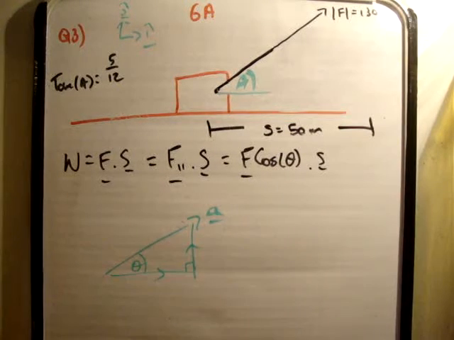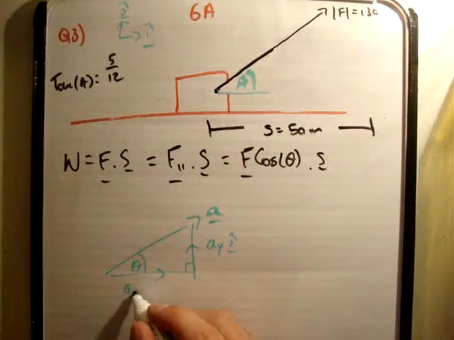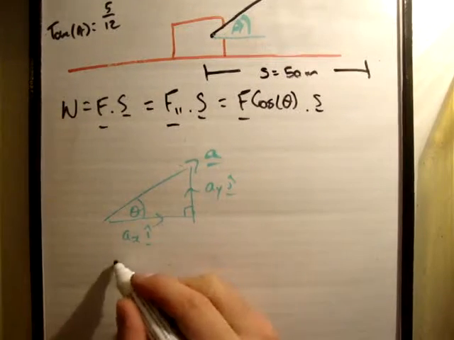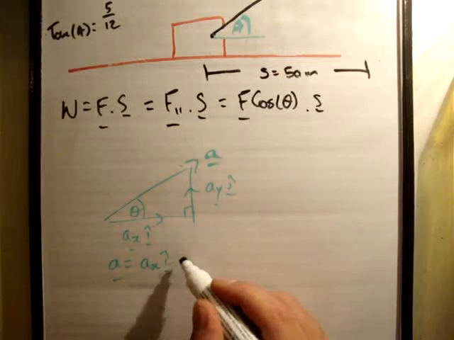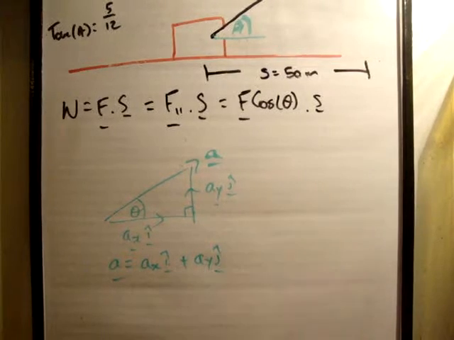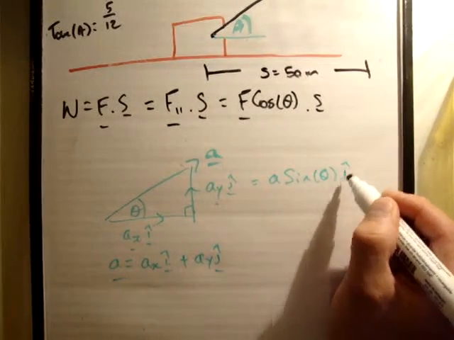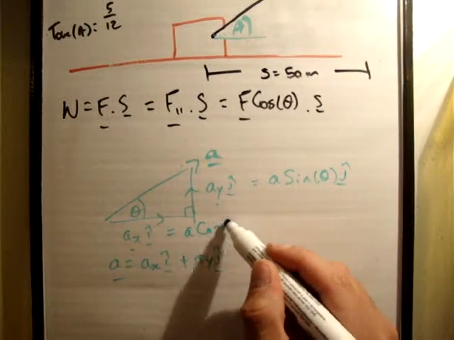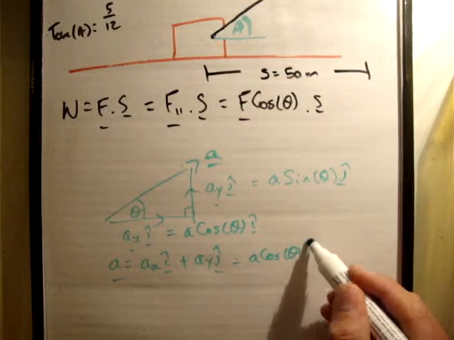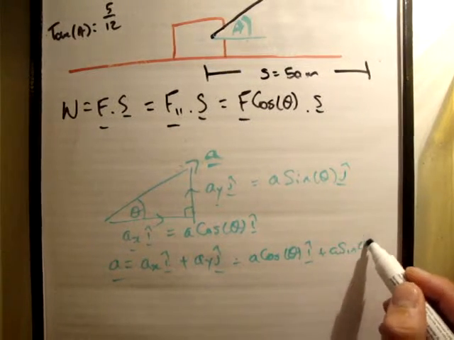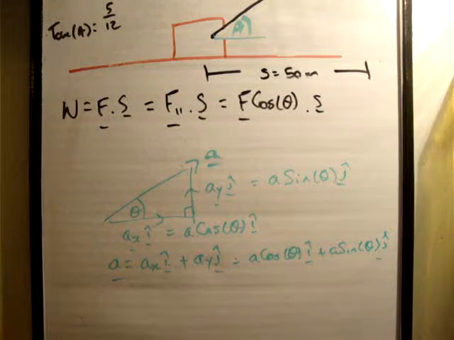Where I call this angle theta, we have a sub y in the j hat direction and a sub x in the I hat direction. And we know of course that the vector A is equal to a sub x I hat plus a sub y j hat. So this turns out to be a times the sine of theta j hat, and this turns out to be a times the cosine of theta I hat. So we get a cos theta I hat plus a sine theta j hat. Alright, that's just a quick revision there and something you're probably sick of at this stage.